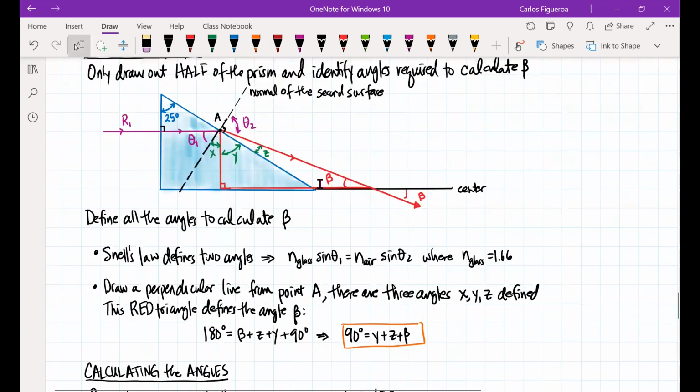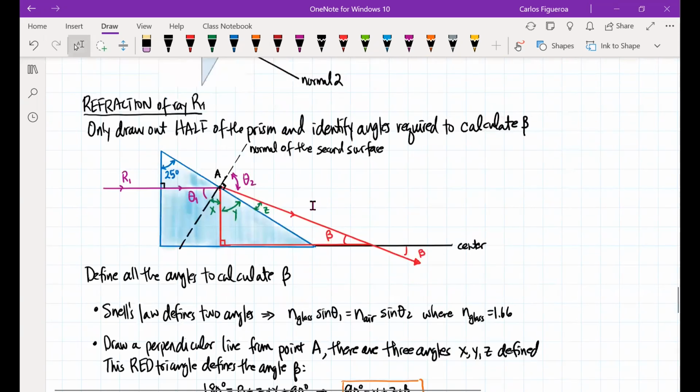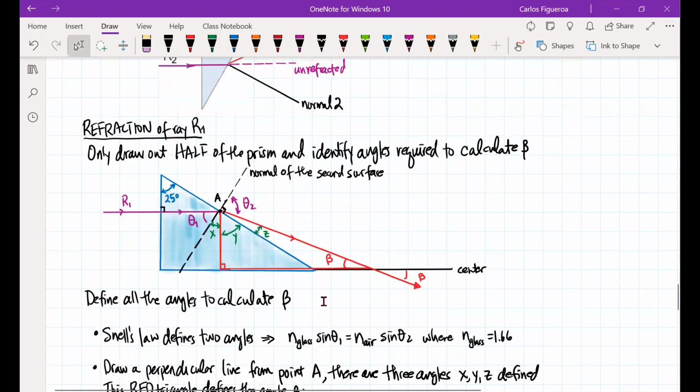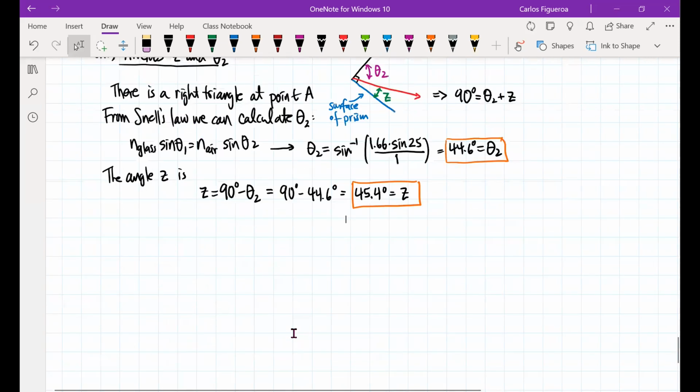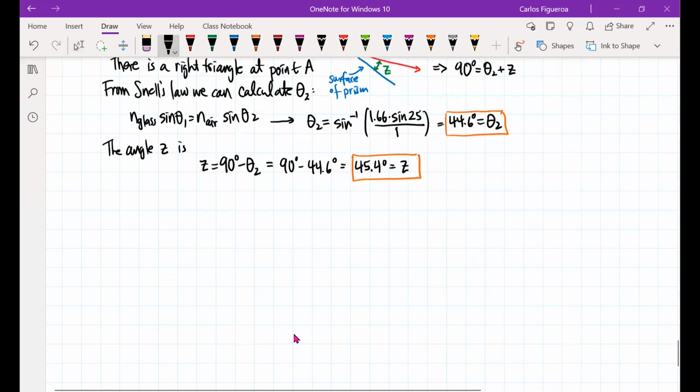Now, look at what we said before. When we were looking at this angle, we had a triangle. 90 degrees had to equal y plus z plus beta. So let's go do that. This is our last angle calculation here. So now we can solve for beta and 2 beta.